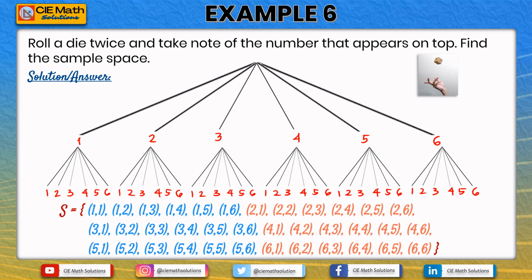We also have 4,1, 4,2, 4,3, 4,4, 4,5, 4,6. We have 5,1, 5,2, 5,3, 5,4, 5,5, 5,6. 6,1, 6,2, 6,3, 6,4, 6,5, and the last but not the least is 6,6. All in all, there are 36 outcomes in this experiment.